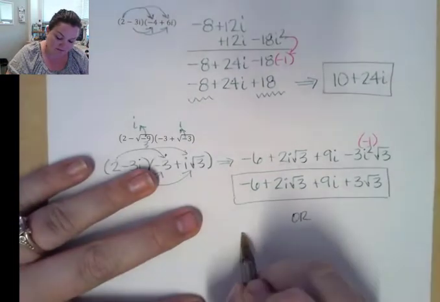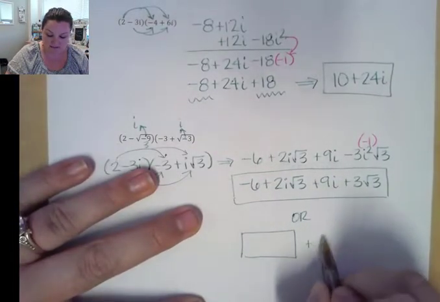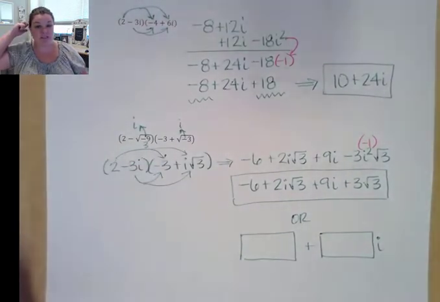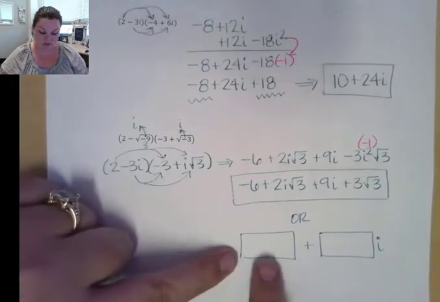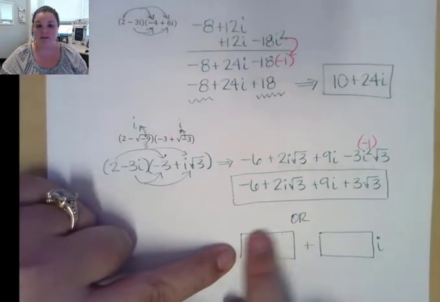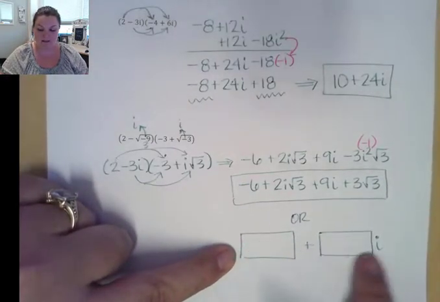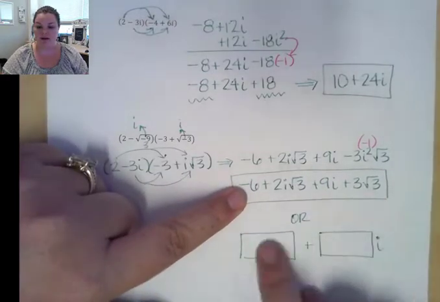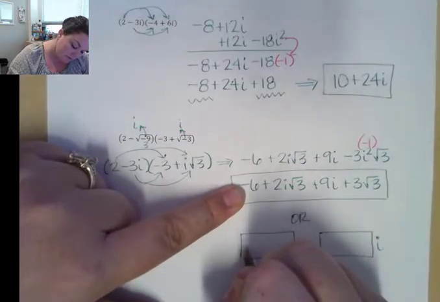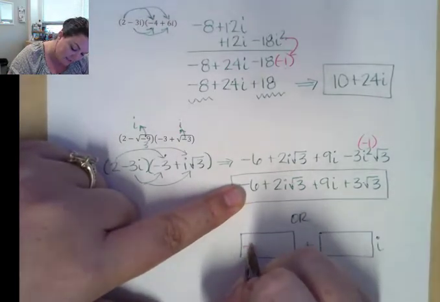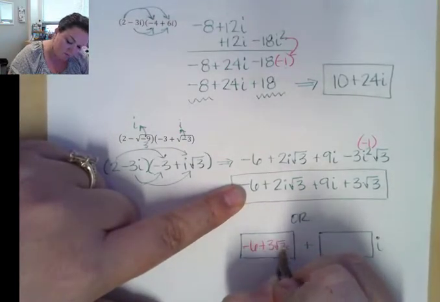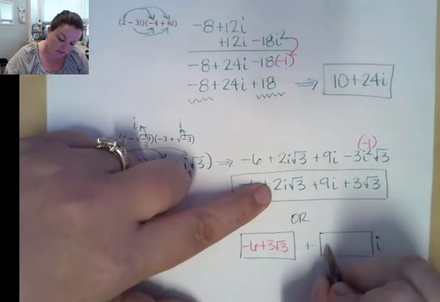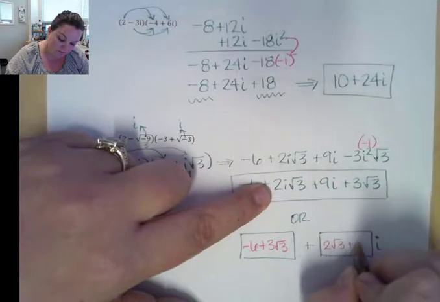And so if they give you boxes like this plus this I, then you'll have to enter those pieces individually. So notice what they're saying is we want the real number part in this box plus the imaginary part in this box. So the two pieces that don't have an I, you would put in here. So this would be like -6 plus 3 square root of 3. And then over in the I box, you would put these two terms. So you would have 2 square root of 3 plus I.